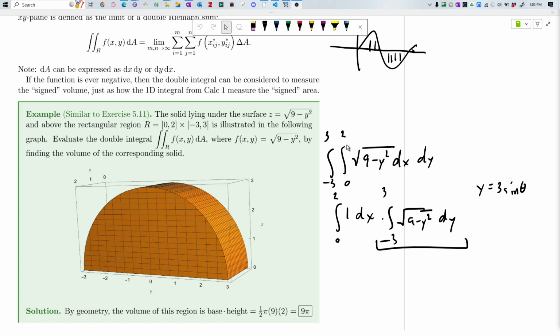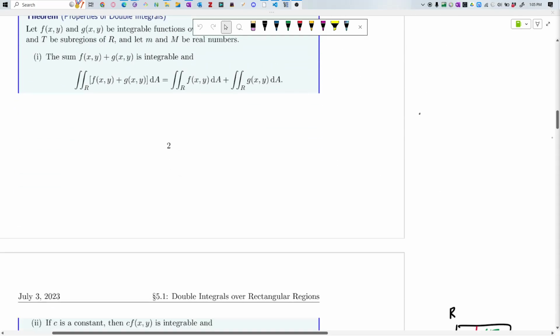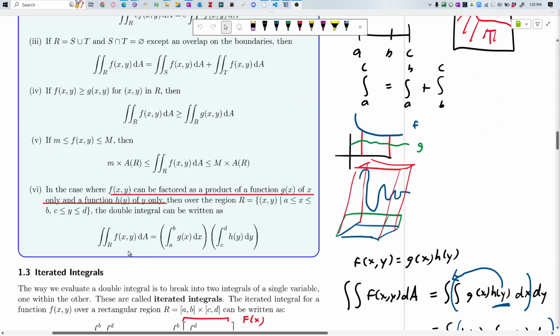Well, let me just scroll down to it really briefly. So it's this property. If the function is one where you can split it into something that only involves x and something that only involves y, like this, then you can rewrite the integral as a product of two one-dimensional integrals, like this. So where x ranges over what it ranges over, and y ranges over whatever it ranges over.